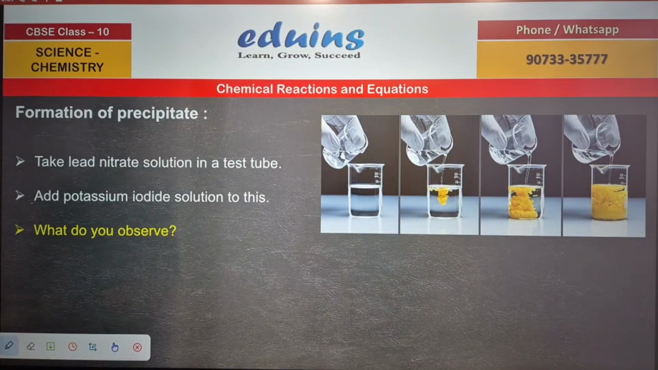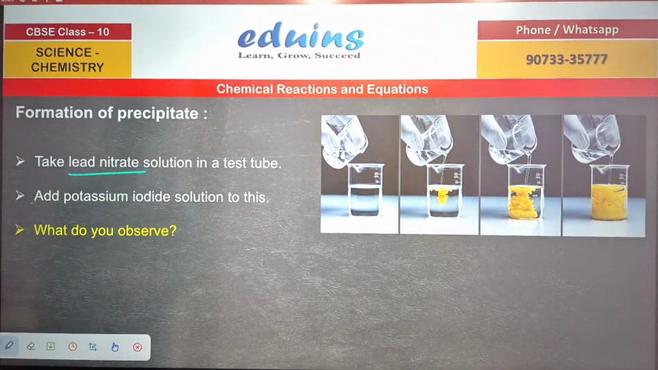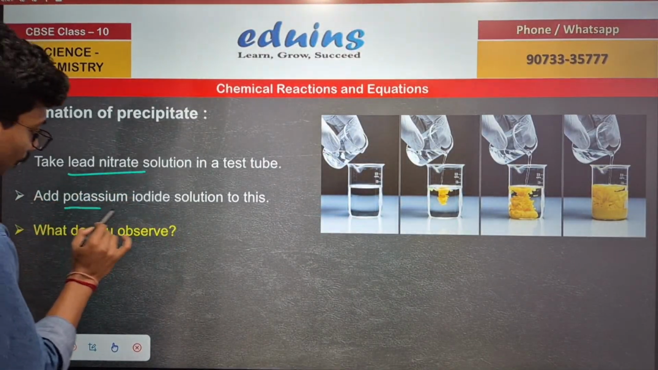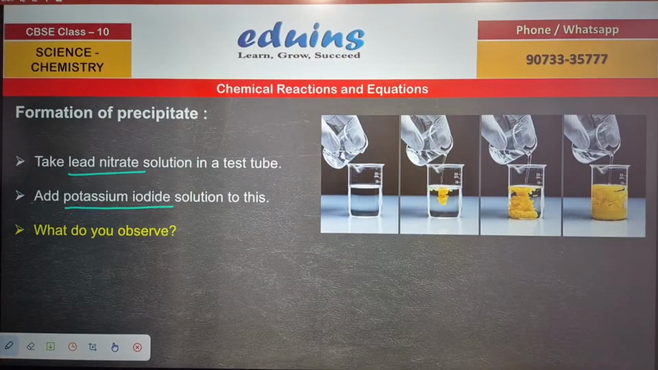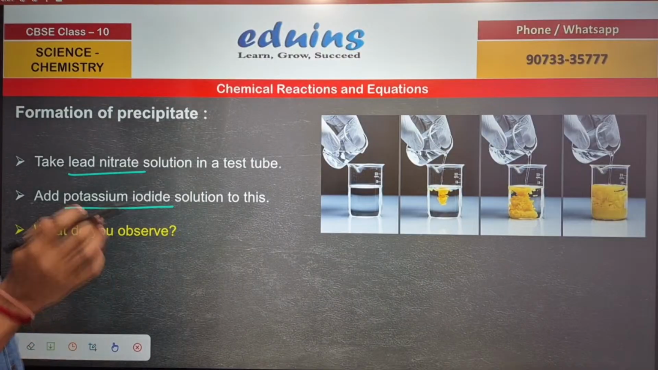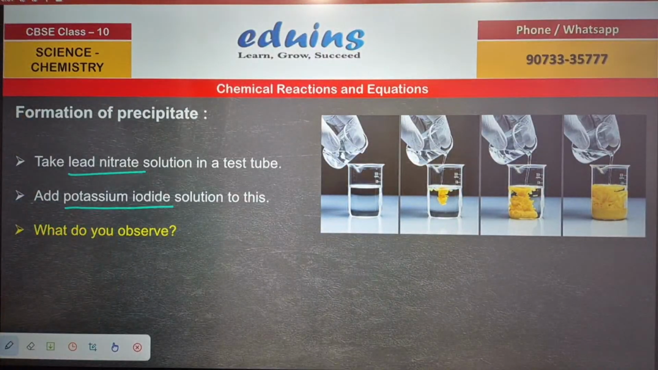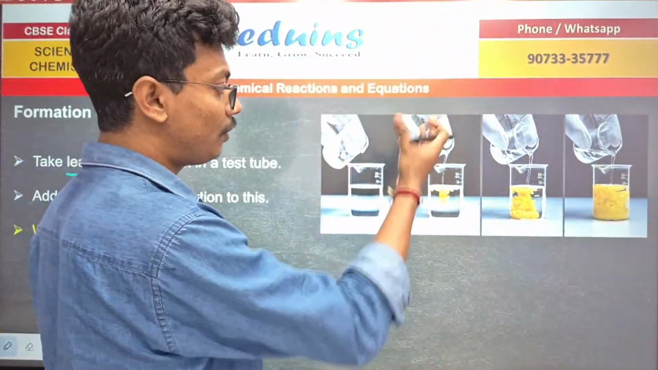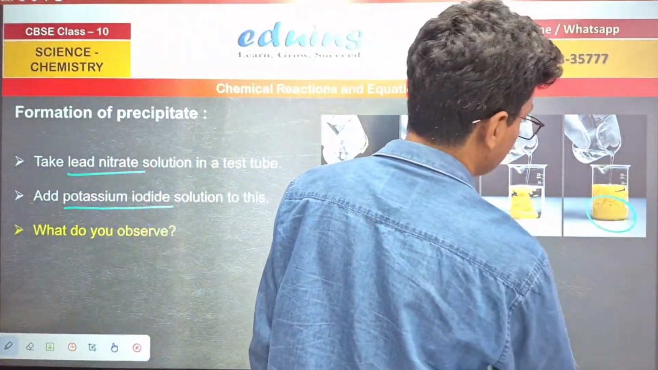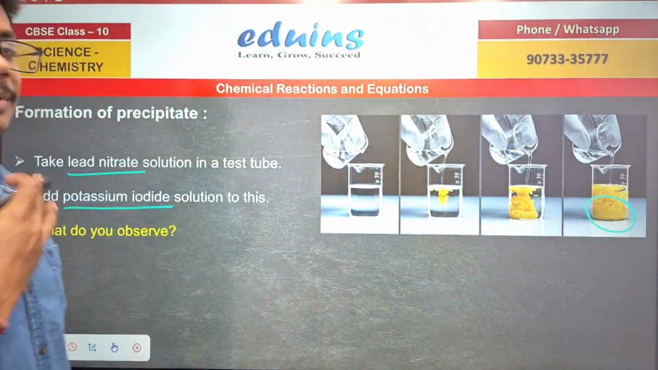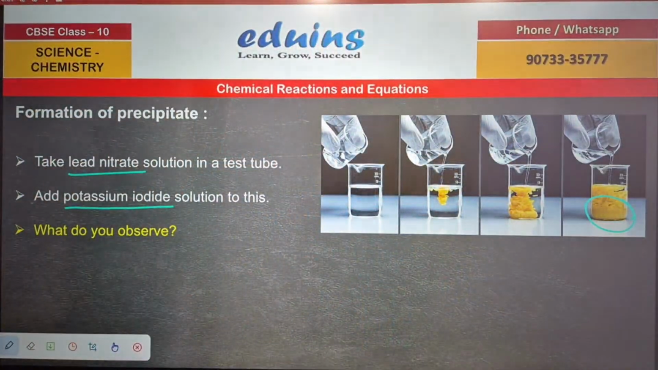So we have taken the lead nitrate and added the potassium iodide. And what will it form after the reaction? It will form the lead iodide, which is actually yellow in color, and forms the precipitate under the beaker. Clear?